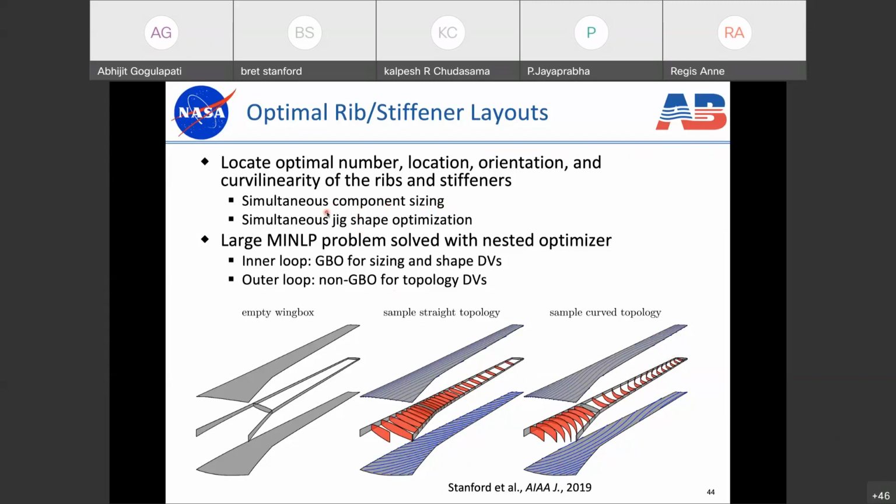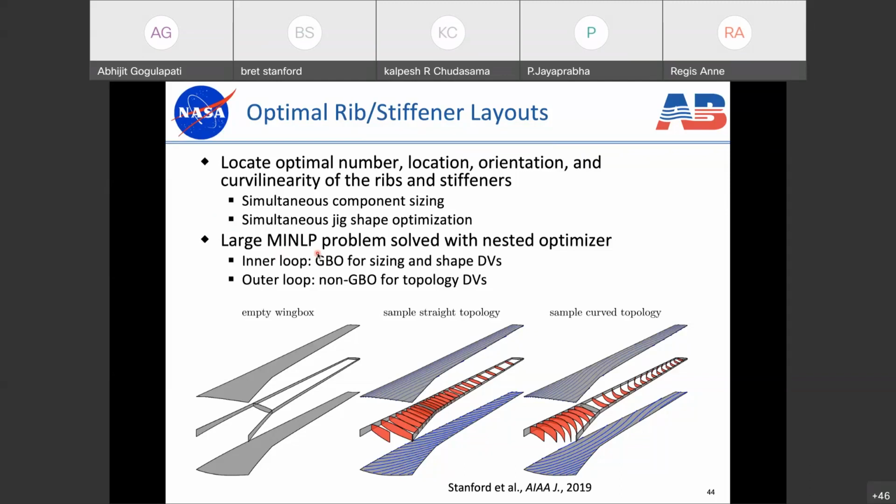So previously I talked about the three categories of structural optimization: shape, sizing, and topology. Here we're trying to do all three of those categories at the same time. And if we try to do that, that leaves us with what's known as an MINLP problem, which is a mixed integer nonlinear programming problem. This is a notoriously difficult to solve category of optimization problem.